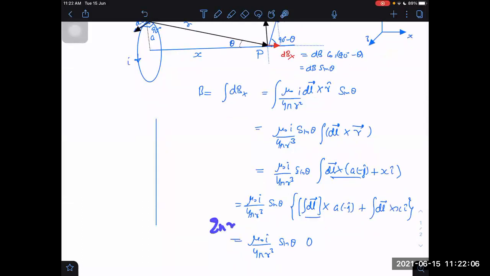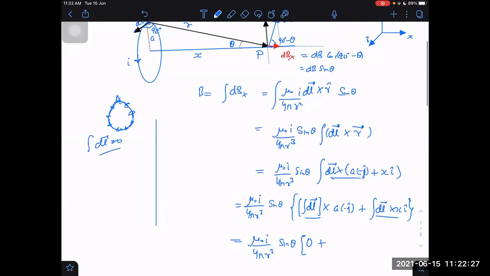The dl vector means if I start from the same point and I go back to the same point, what will be the sum of all these vectors? These are the dl vectors. If you keep adding all these and you reach back at the same point, what will be the net resultant dl vector? Zero. Integration of dl vector will be 0. Plus, what will be the second term?